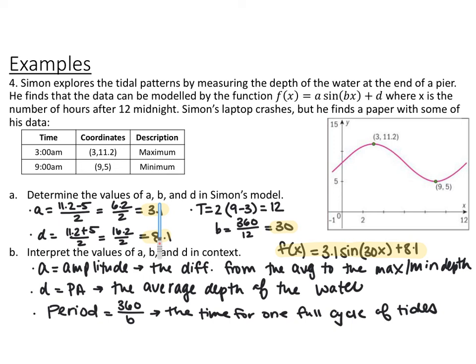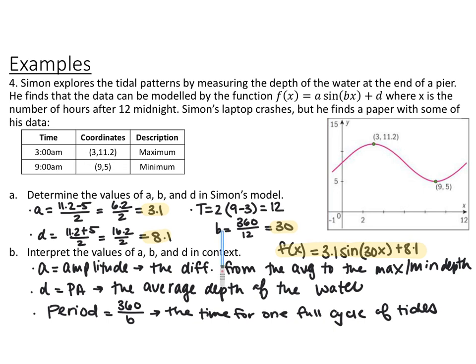A, the 3.1, that's the difference from the average depth to the maximum and minimum depth. So whatever the average is, plus or minus 3.1 meters. D is your principal axis, so that is the average depth of the water. So on average, the depth of the water was 8.1 meters.